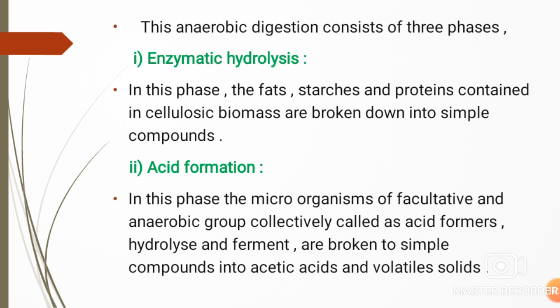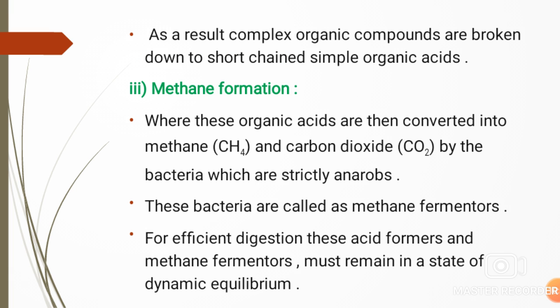Now the next stage, the third phase of anaerobic digestion, or simply digestion, is methane formation. After the second phase, after formation of acetic acid and volatile compounds, complex organic compounds are broken down into short chain simple organic acids.